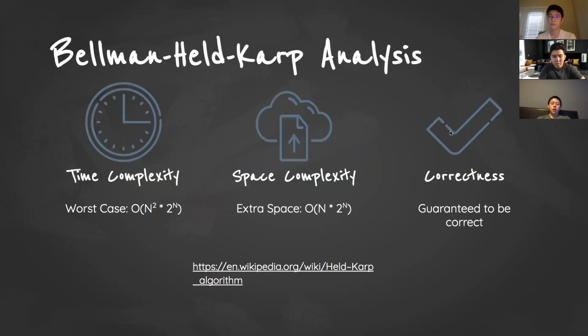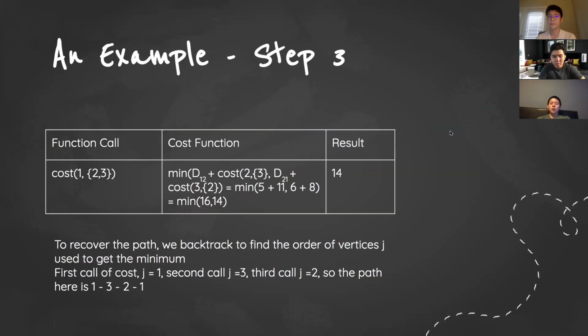So this recursive call only calculates the result, the length of the TSP. But if we want the path, we just backtrack over the vertices. So we just find the order of the vertices that we called J. In the first one, the first J is 1, and that's where we started. Then the second one would be J equals 3 in the second cost function that we called. Then we go to 3, the third one J equals 2, and then the fourth one J equals 1 again. So here the path is just 1, 3, 2, 1.